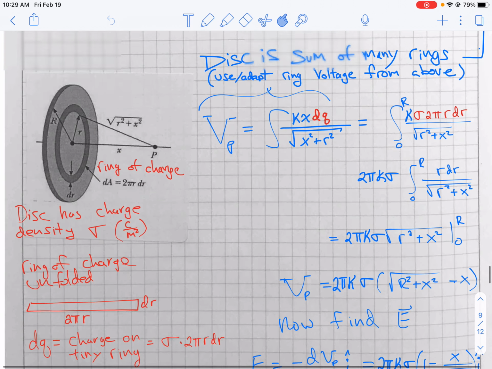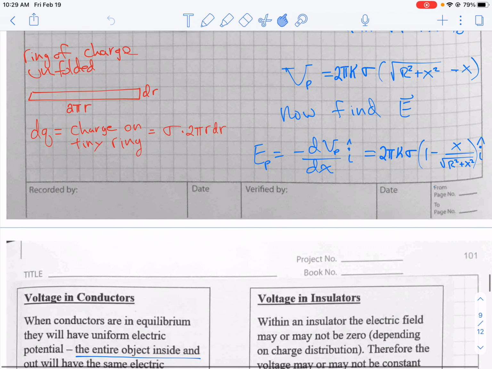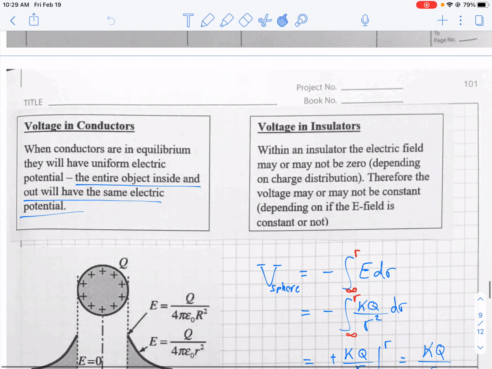All right, so there are some examples of integrating to find the voltage. Now, if we look at some situations involving conductors that we know something about, like a spherical conductor, we know the electric field of a spherical conductor from Gauss's law. We can apply what we know to find the voltage based on the electric field.